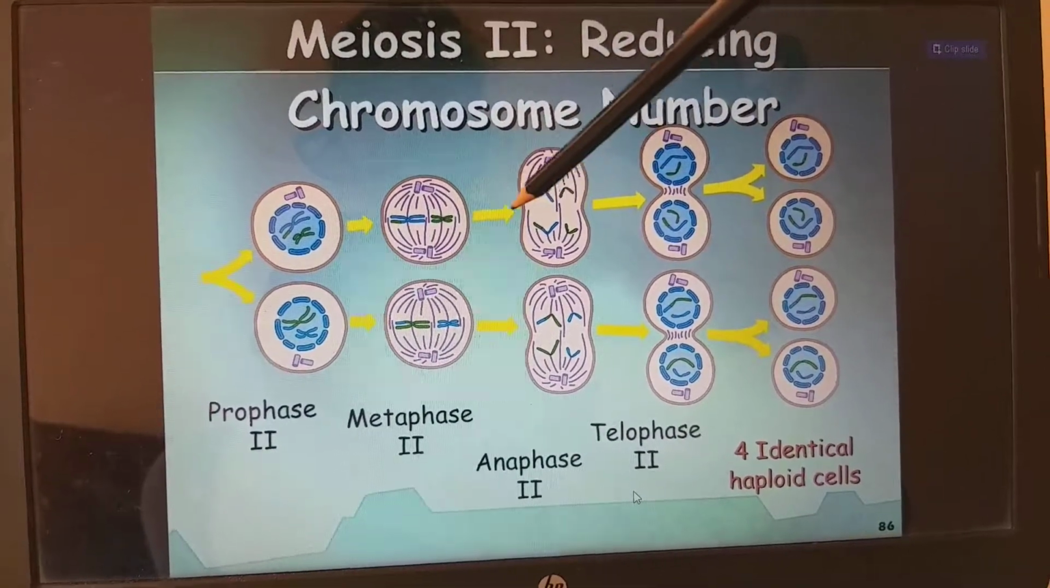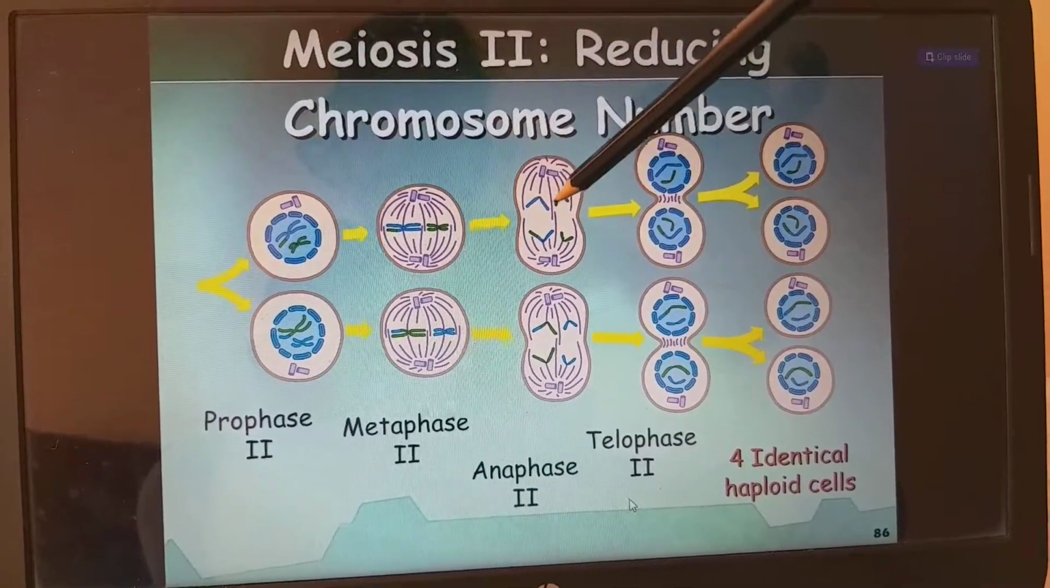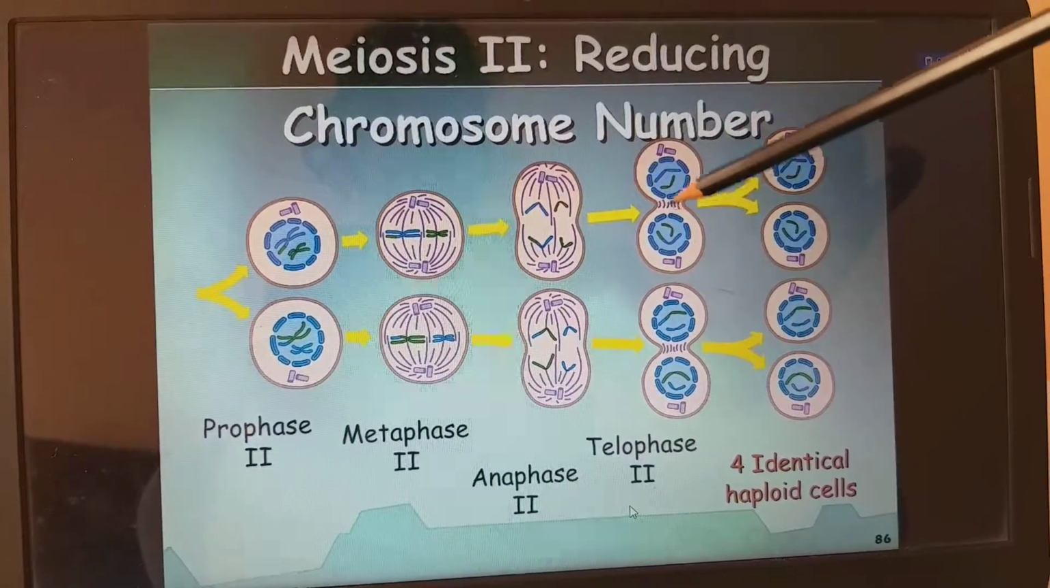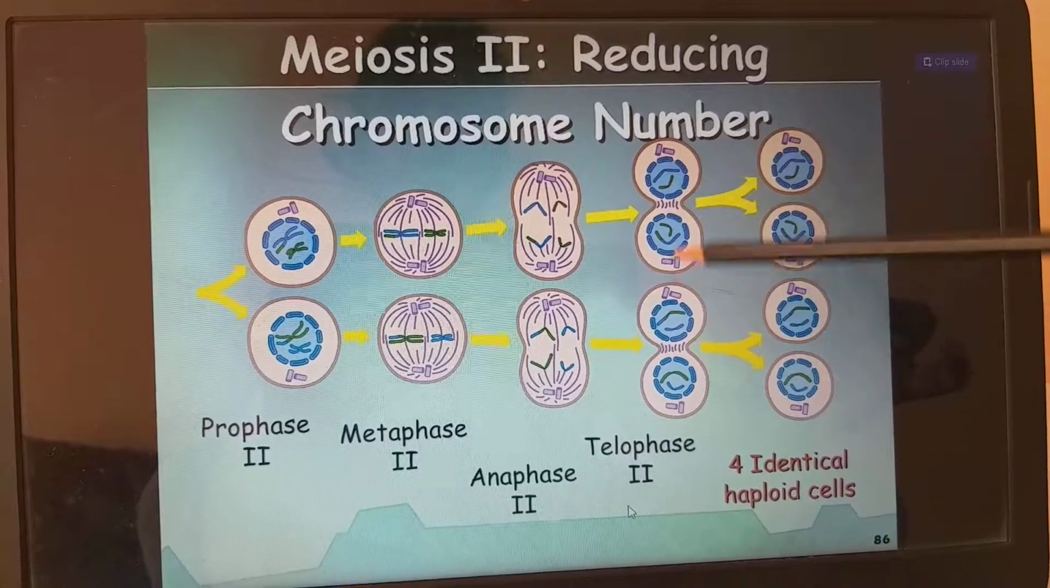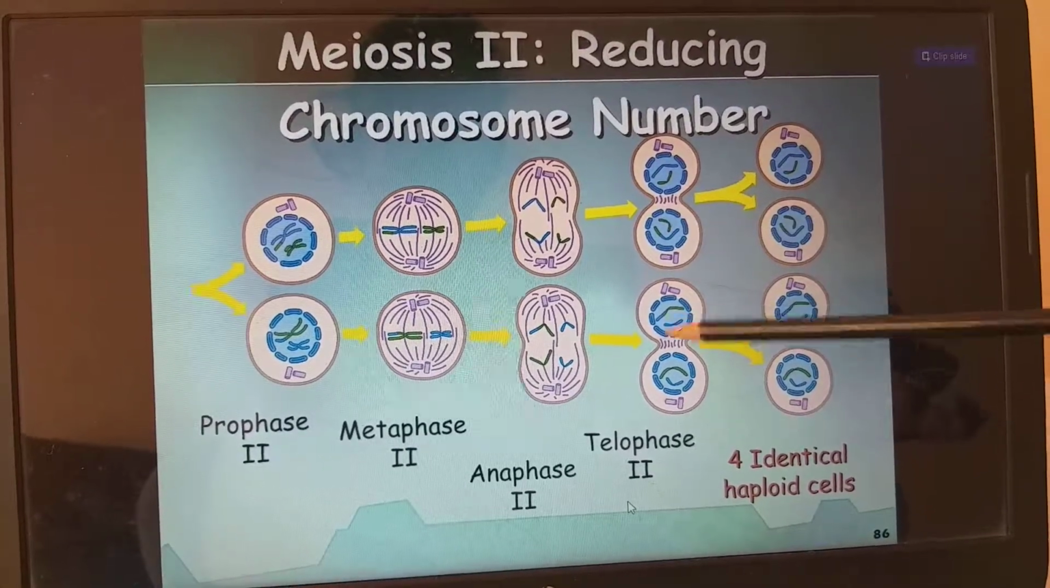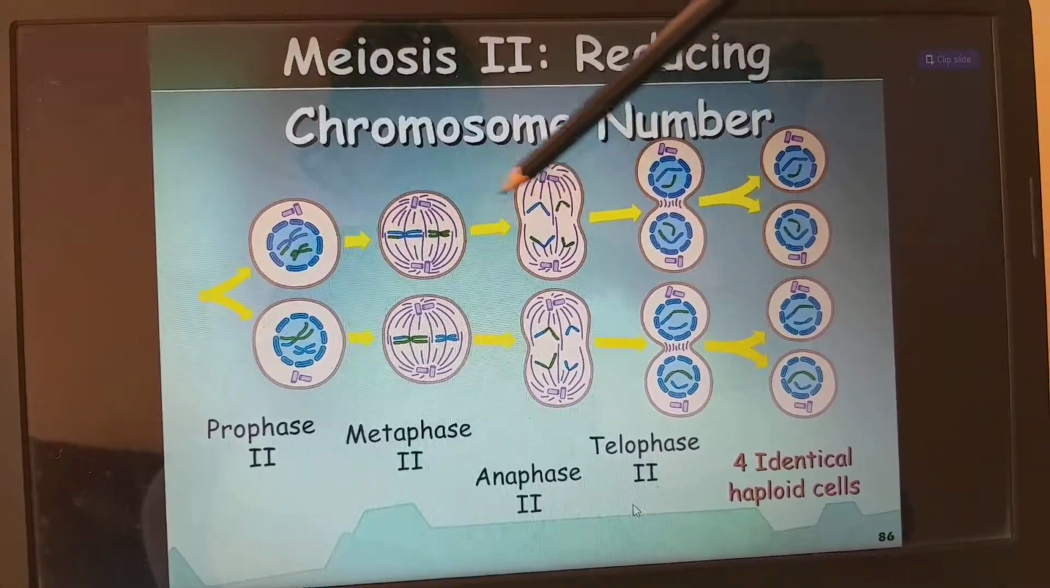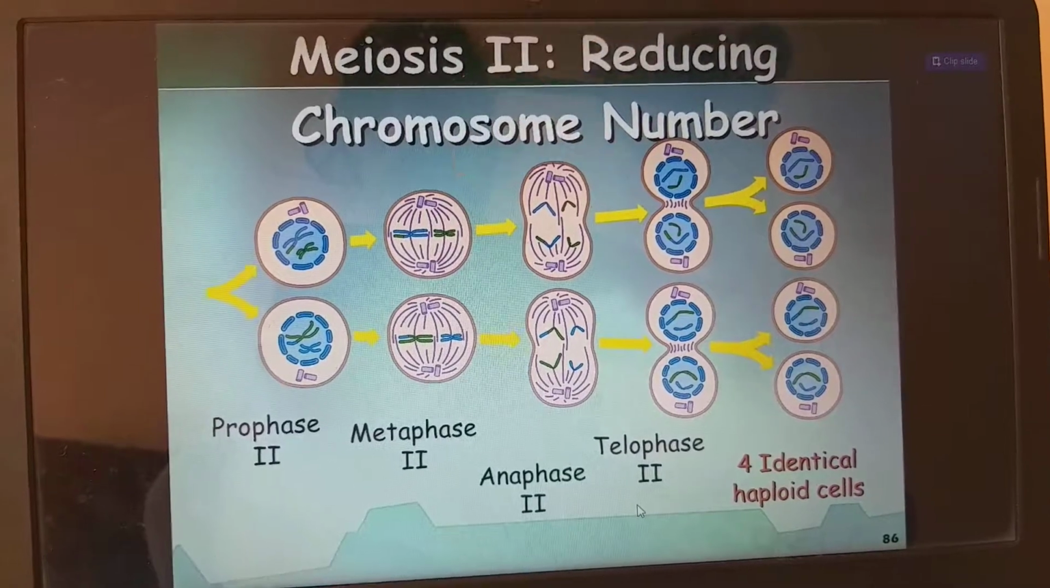Now the splitting of these homologous chromosomes will take place. So now each cell will have an identical number of chromosomes. So again all four will have 23, 23, 23 and 23. Here the splitting of the sister chromatids will take place in meiosis 2.